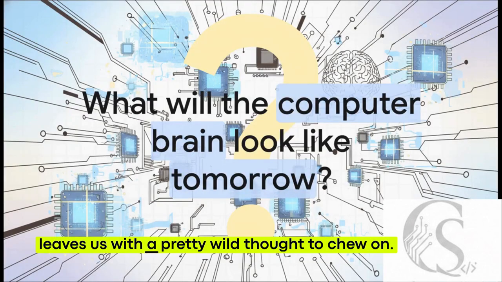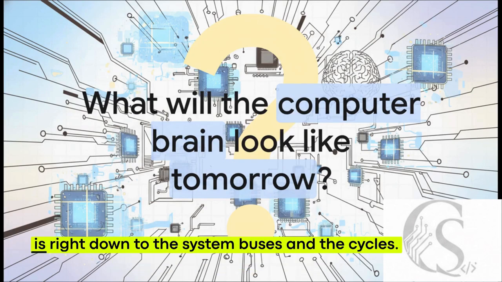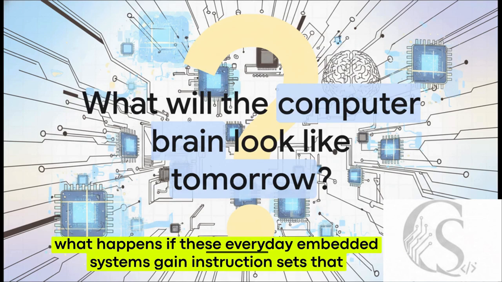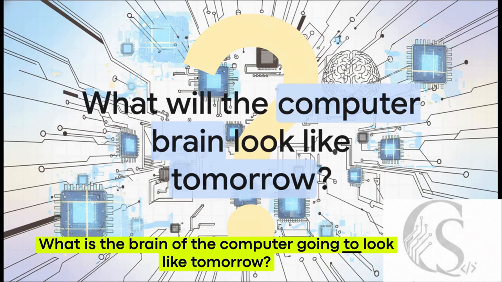Which leaves us with a pretty wild thought to chew on. We've seen just how rigid and specific this hardware architecture really is, right down to the system buses and the cycles. But as artificial intelligence continues to merge with physical hardware, what happens if these everyday embedded systems gain instruction sets that can adapt and reprogram themselves on the fly based on their environment? What is the brain of the computer going to look like tomorrow?